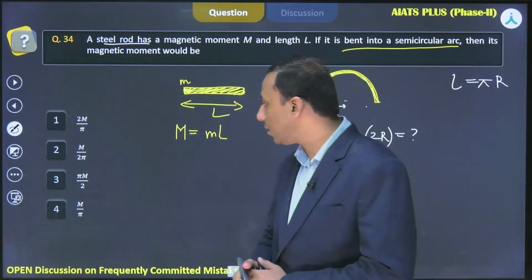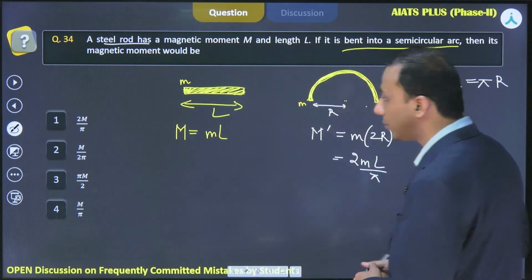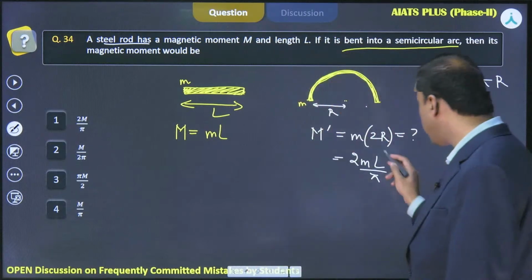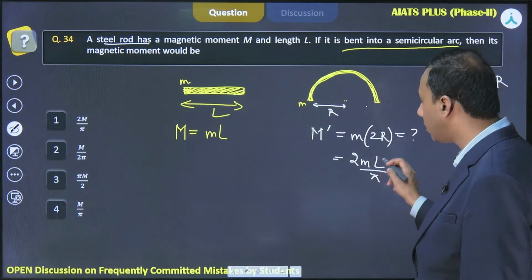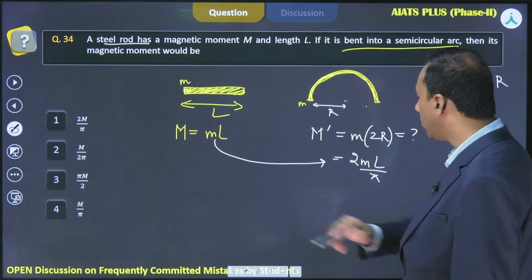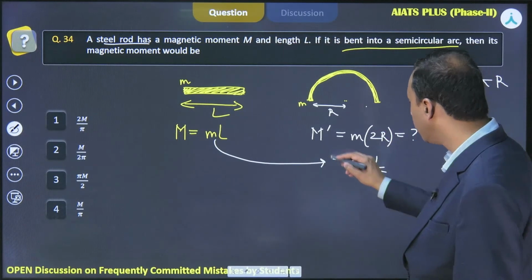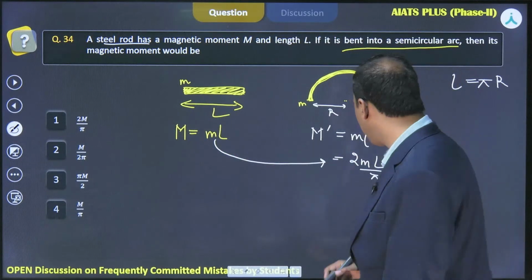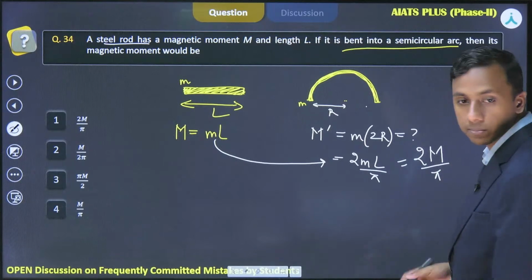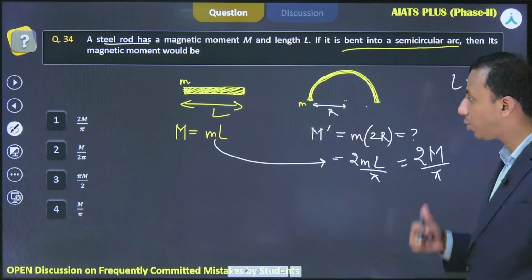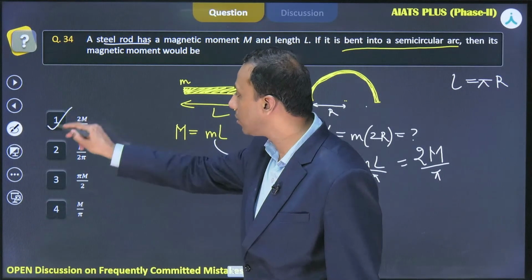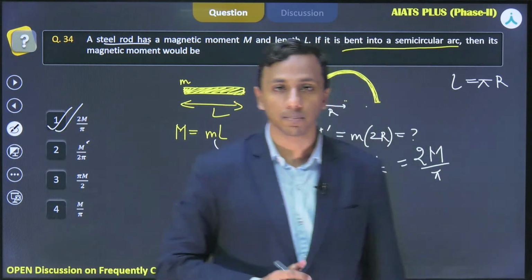So which one would be the answer? If you see, we have not yet found the answer. Why? Because this mL also has to disappear. What is mL equal to? See over here, put it over there. So what would that become? M into L is capital M. So it becomes 2 capital M by pi. Okay, 2 capital M by pi. Now we have got the answer. This is our answer.